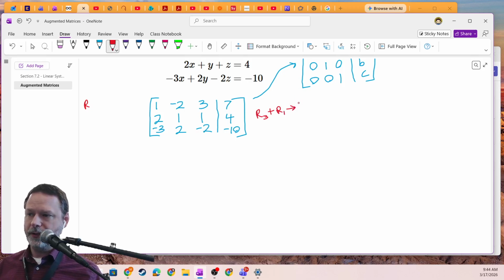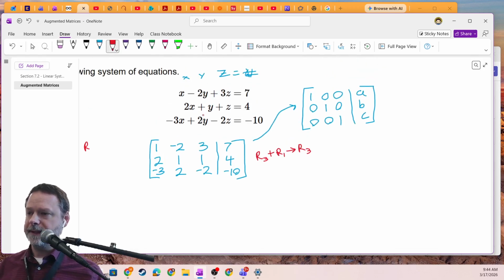That's going to be my new R3. So if we were doing this on our own, we could add these two up, right? And I can get a new equation. If I added these two, what would we get? We get x plus 3x is negative 2x. Negative 2y plus 2y is 0y. 3z plus negative 2z is positive 1z equals, and then 7 plus negative 10 is negative 3.